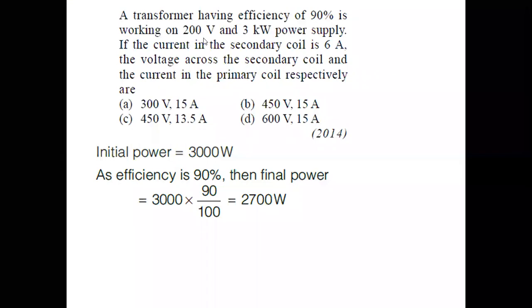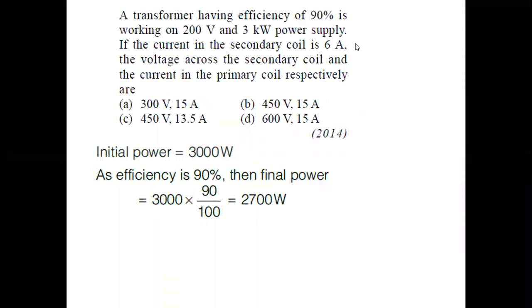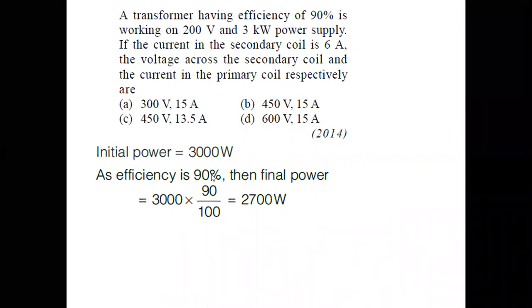This is called primary voltage. So there are two things. Primary voltage is 200 volt, primary current is 6 ampere. The power is 3 kilowatt, 90% efficiency. Initial power equal to final power. We know the concept that there is no power loss, thinking that the transformer is ideal in nature, but here it is 90%. So let me use this formula.